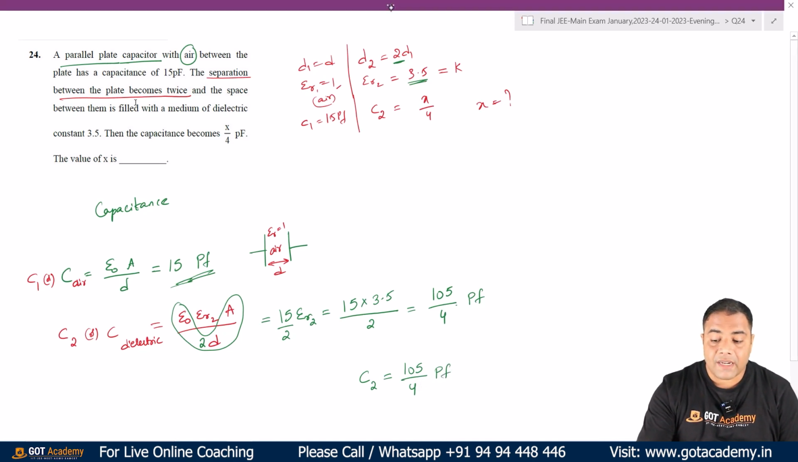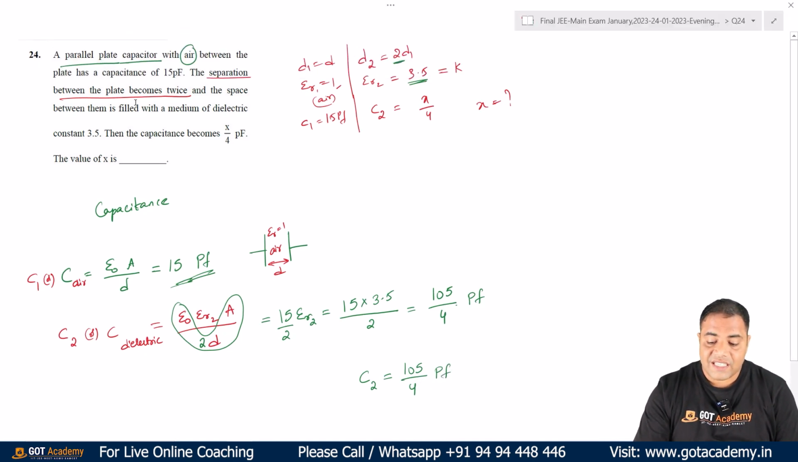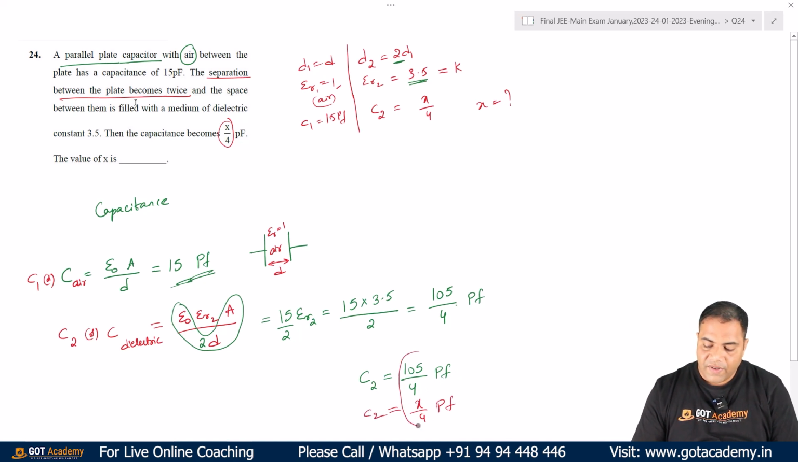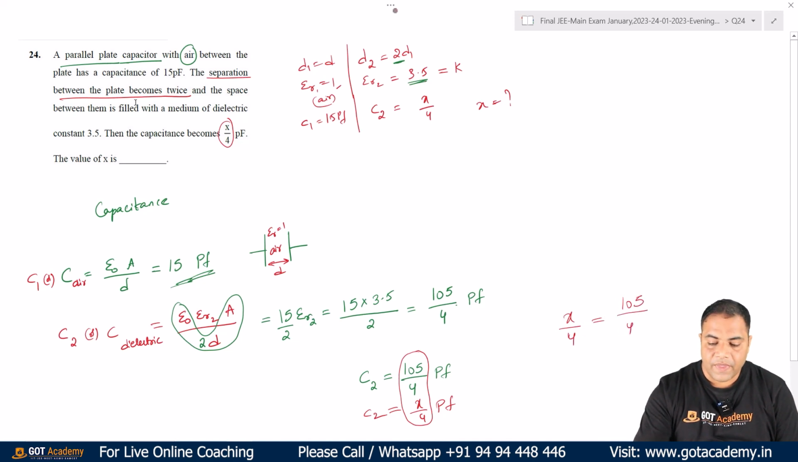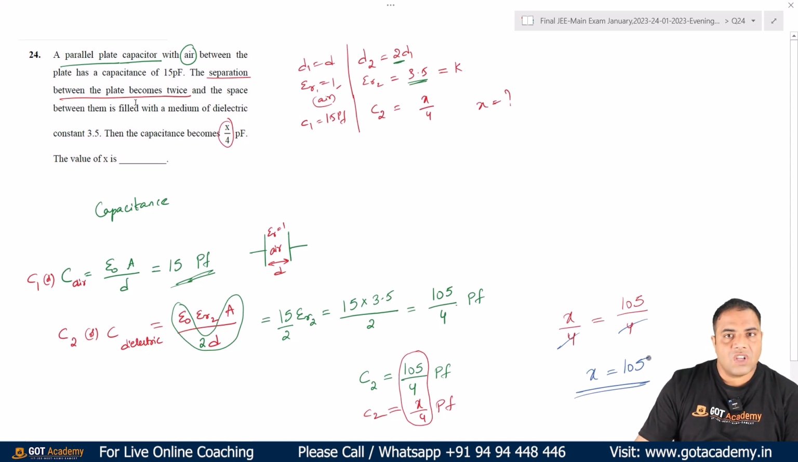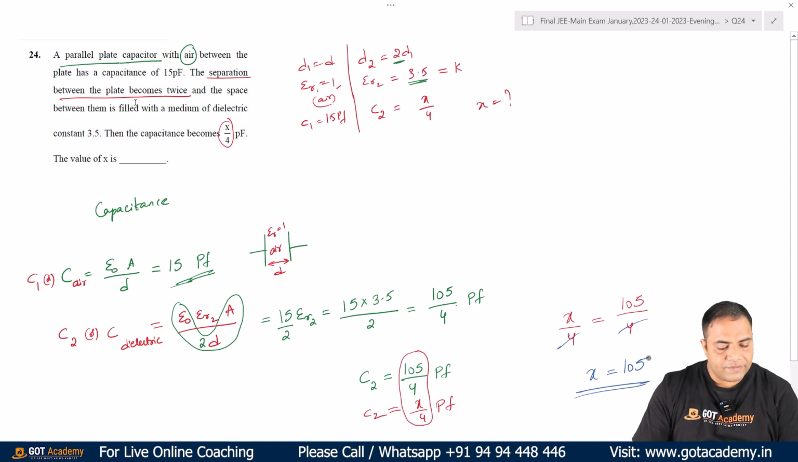But in the given question, he is saying X by 4. Let me write it as X by 4. You just compare these two. In place of X by 4, what is there here? 105 by 4 is there. So let us cancel out these two. So X is equal to 105. This is the answer. X is equal to 105.